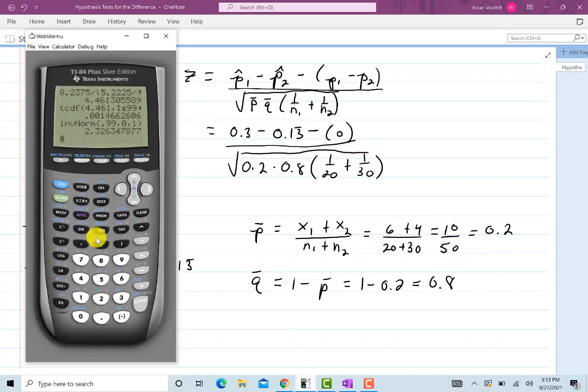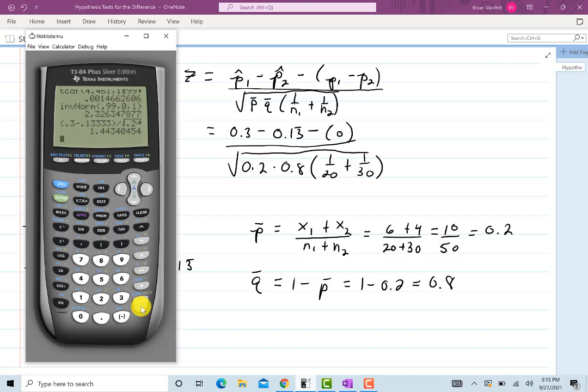Just to show you, start a parenthesis, put 0.3 minus, and then you can do 0.1. I know you can't put a 3 bar, but maybe I'll do a bunch of them just to be on the safe side. And you don't have to put -0. That really doesn't do anything, but I can put divide and then start doing my square root. So I'll have 0.2 times 0.8 times, now in parentheses, 1 divided by 20 plus 1 divided by 30, and let's see what we end up with.